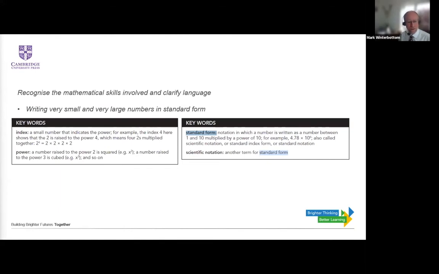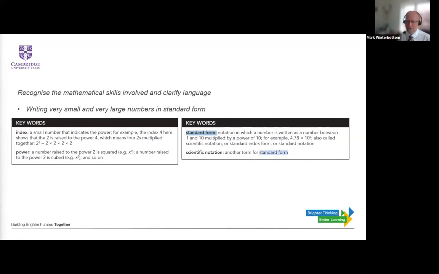For example, the index 4 shows that the 2 is raised to the power of 4, which means 4 2s multiplied together. Power, of course, in physics, again, is energy per unit time. But here it's the number raised to the power, or the exponent. So in a squared number, it's a 2, for example.